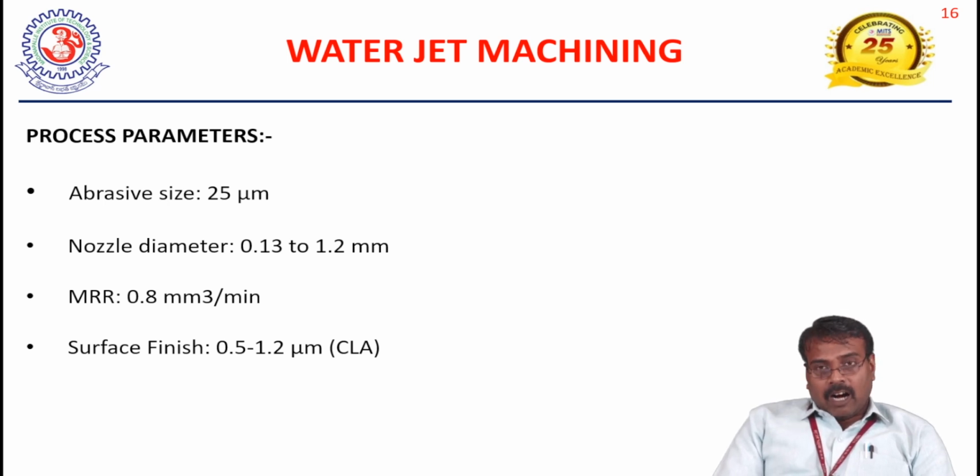Then the level of surface finish we can get is 0.5 micron level, or up to 1, we can vary it. Okay, so very low surface roughness is required for us. So even 0.5 micron level we can achieve by using this water jet machining.